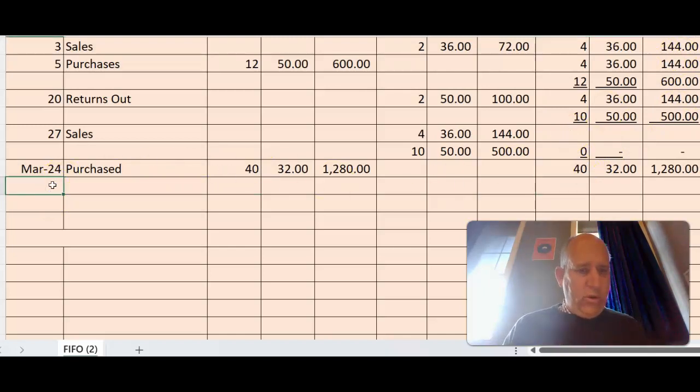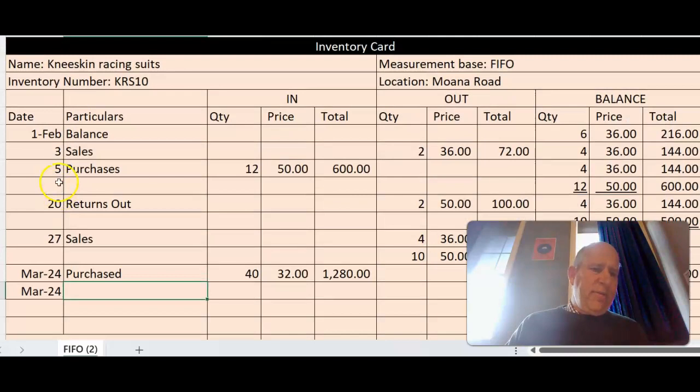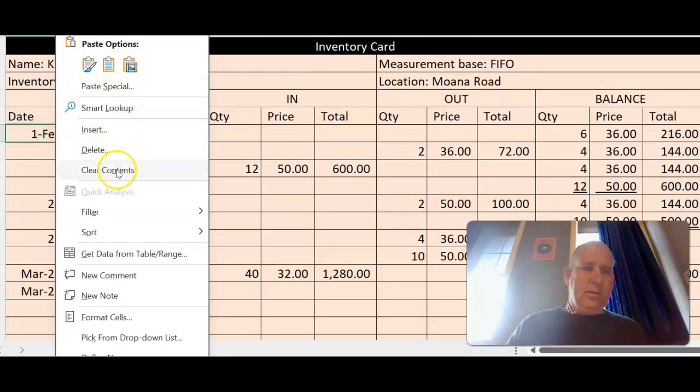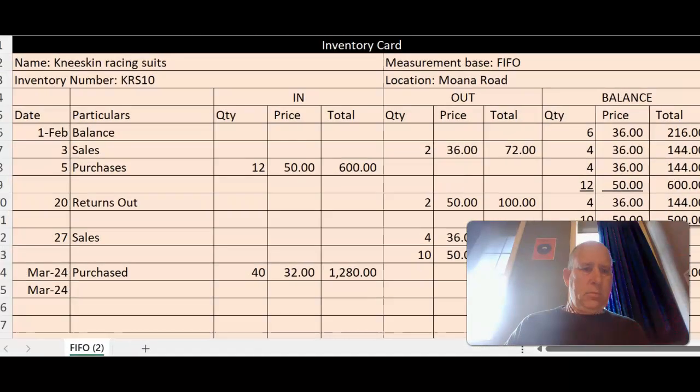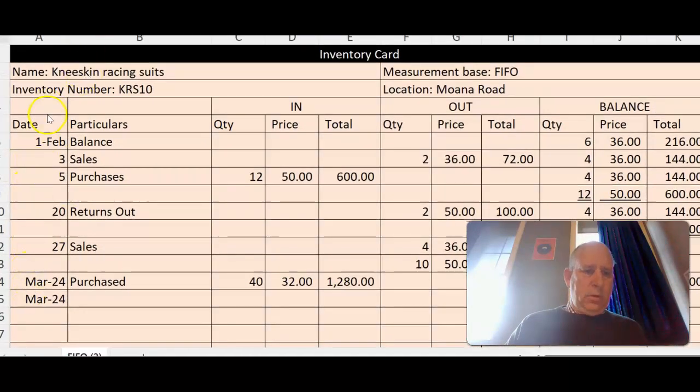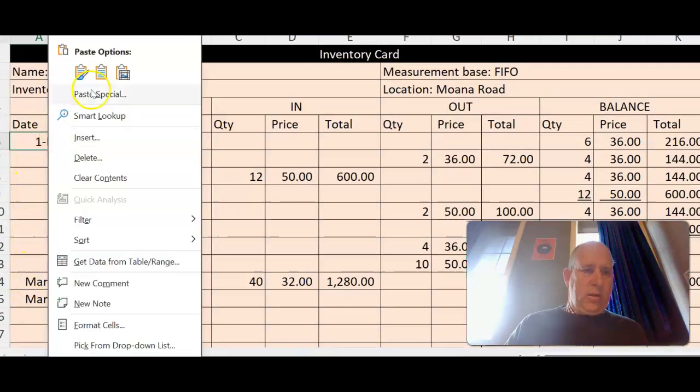On the 3rd, see, the dates are a bit funny here. When they go a bit funny, just click on the date that you like, right click, and we're after Format Painter if we can find it. I like that one, right click.